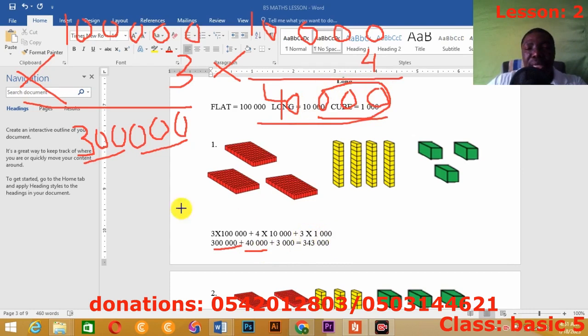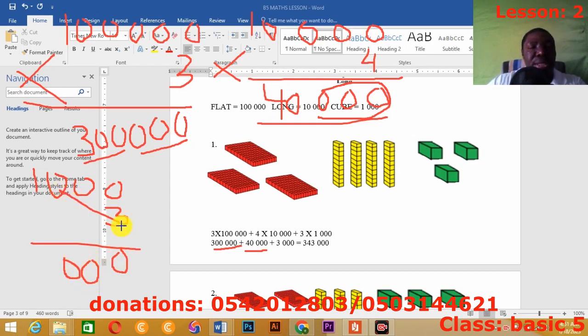This is 1,000 times 3. So 1,000 times 3. This times that will give you 0. This times that, 0. This times that, 0. And 3 times 1 here gives 3. So I had 3,000. Now let's add it. If we can't add it in this form, let me show you the simplest way to add it. So this is 30,000.